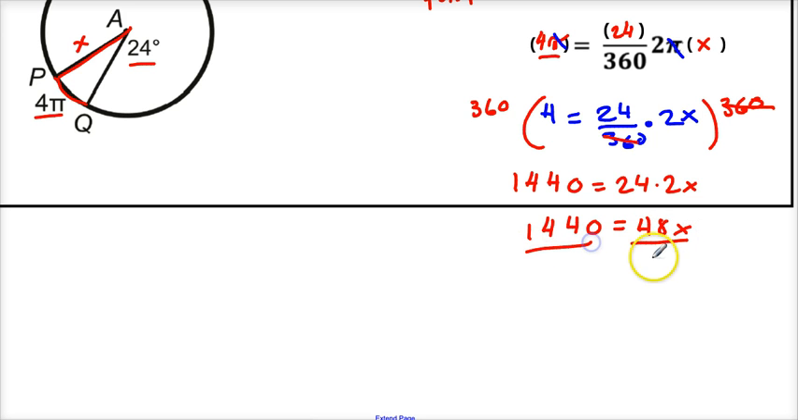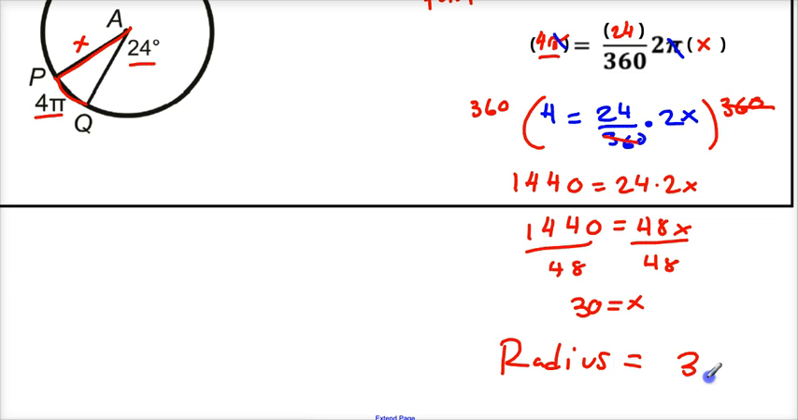We're going to divide both sides by 48. All right, and let's see what we get. Let's put in our calculators. I got one with me right now. 1440 divided by 48, and we get 30. So the radius of our circle is equal to 30.